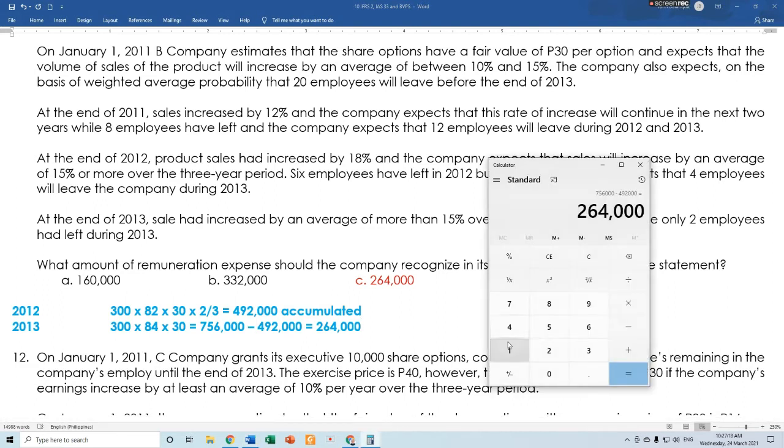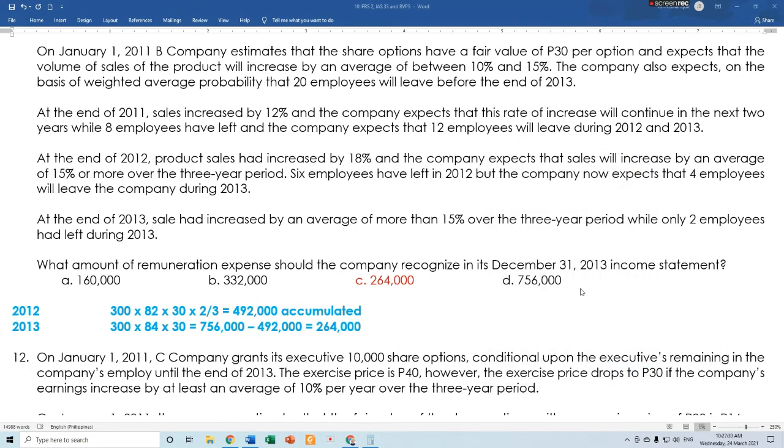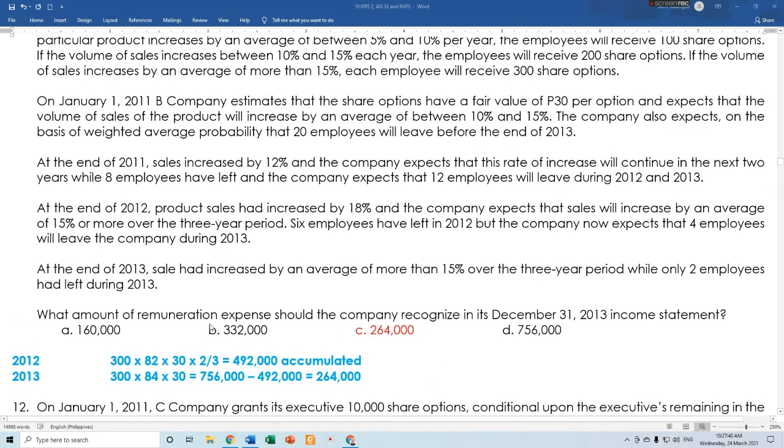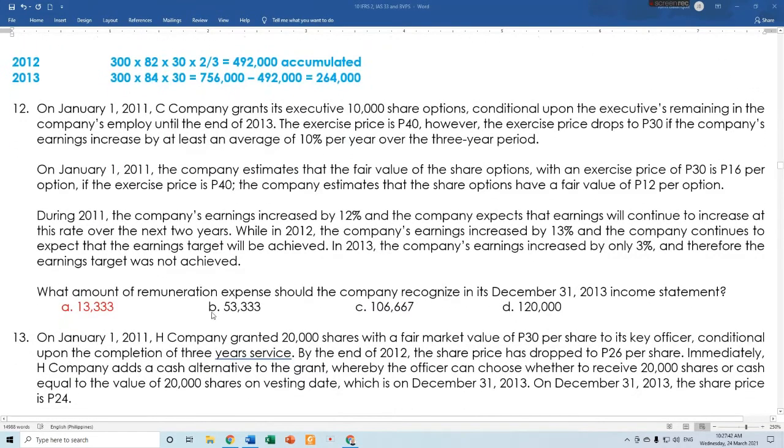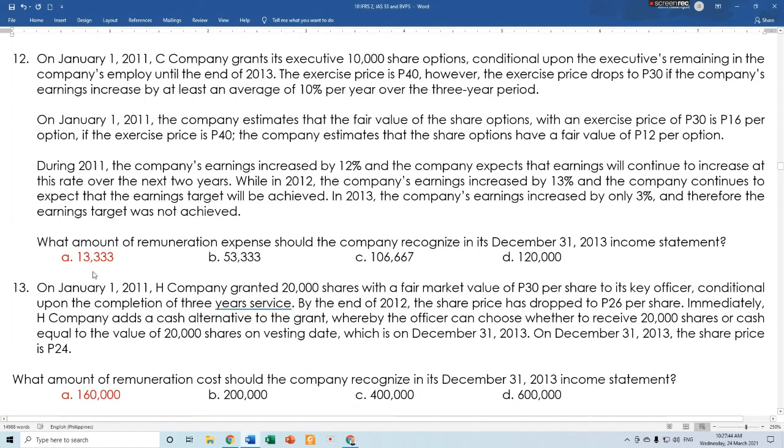That's going to be 200 times 84 times 30. Kasi bawas natin yung 492,000. 12,000 lang dapat yung expense natin. Pero wala namang lalabas na sagot kung i-maintain natin yon. So, inayos na lang natin yung narrative para lumabas yung answer. Okay, so that is for number 11. Number 12.